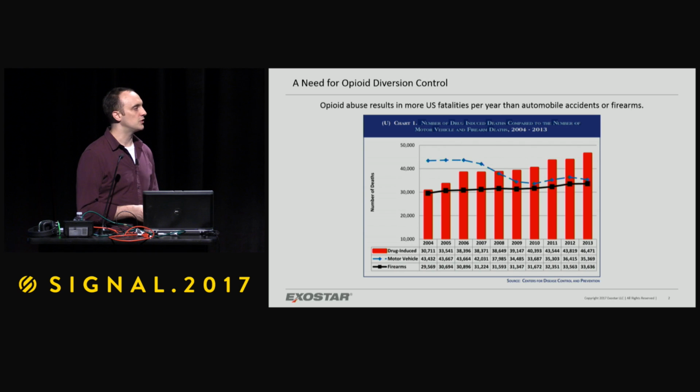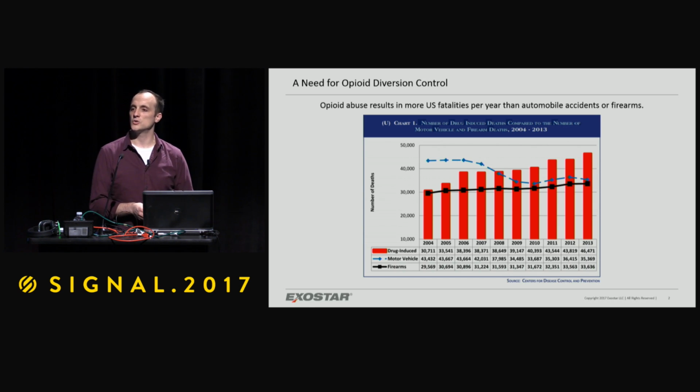Other contributing factors to the increase in drug deaths are things like doctor shopping or pharmacy shopping. You may be familiar with those. That's where an opioid addiction victim will try and fill multiple prescriptions for a controlled substance at multiple pharmacies to avoid detection.